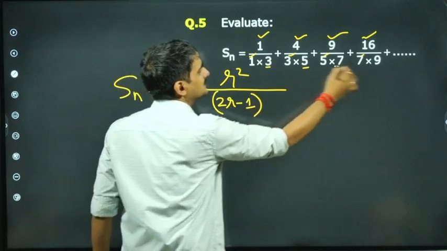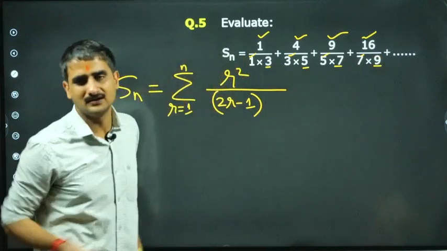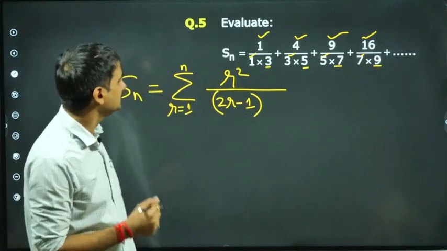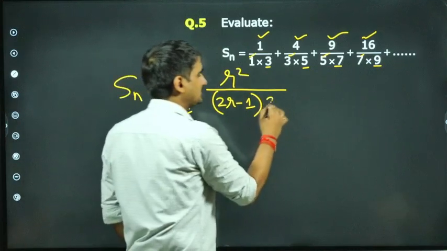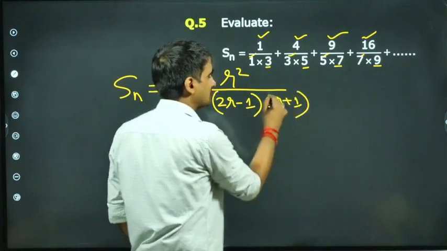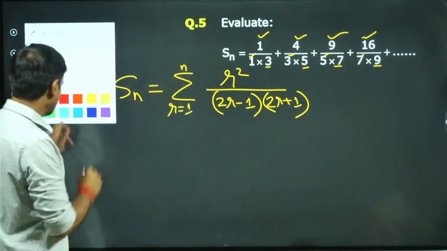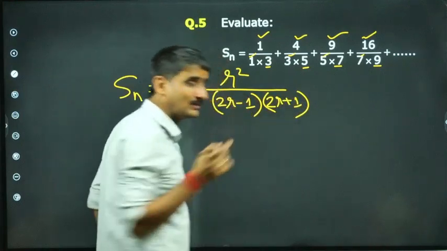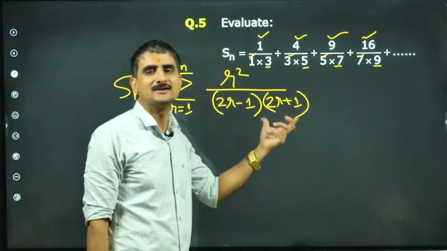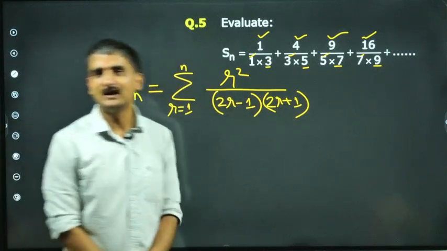The general term will be 2r minus 1. Similarly, collect the second numbers of the product of all the terms. So it's 3, 5, 7, 9 again, an AP with common difference 2. It will be 2r plus 1. So that's the general term. Now see, here the things are very visible and clear. In denominator we have 4r square minus 1 if I multiply them, and in numerator you have r square.